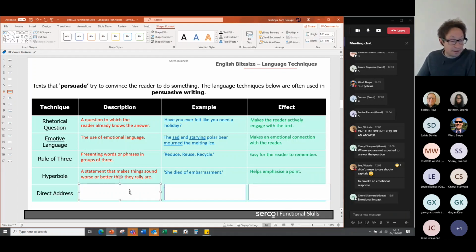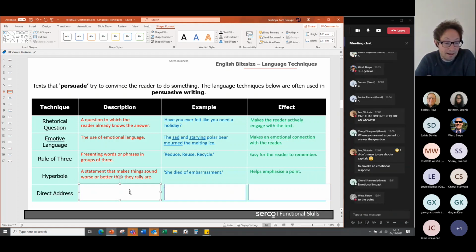And so what about the last one, direct address? This is another really common one in persuasive writing. Anyone got any ideas what that is? If you address someone directly.